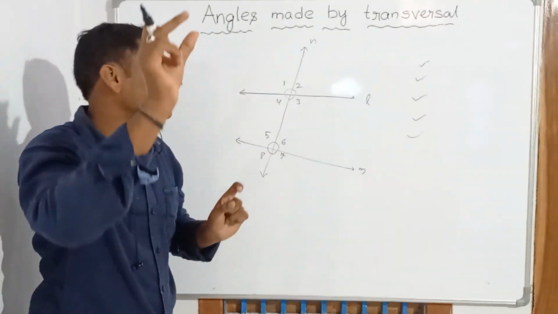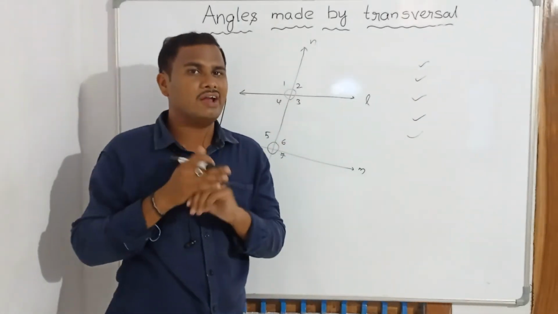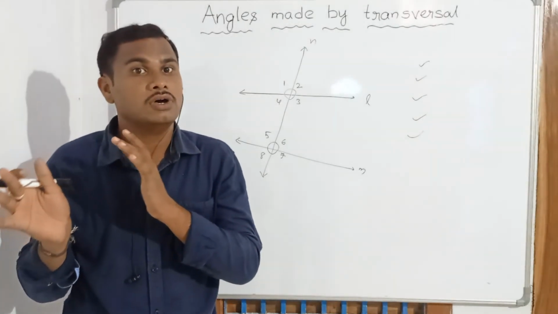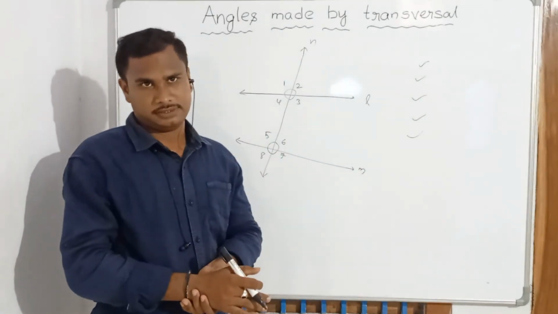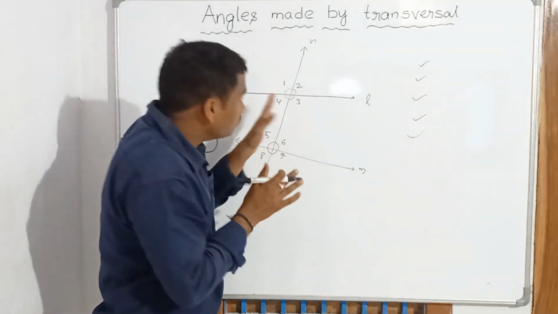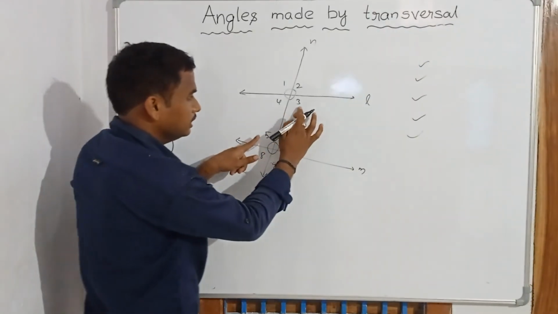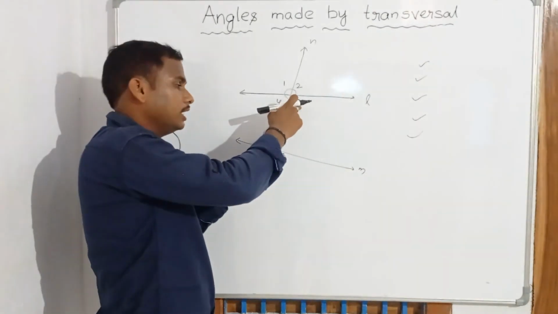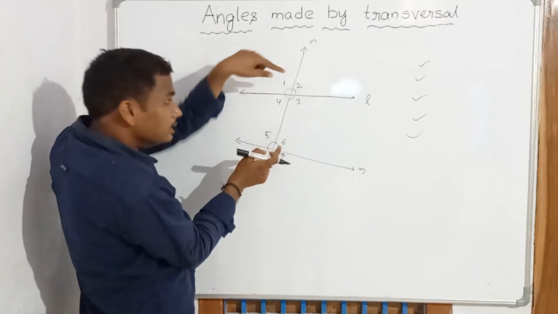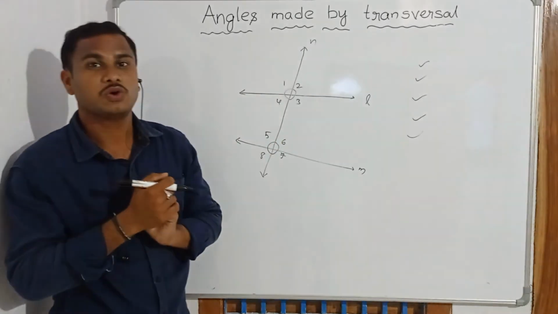Co-interior angles, alternate interior angles. What is the difference between co-interior and alternate interior angles? Alternate interior angles means either side of the transversal. Co-interior angles means same side of the transversal. The rest is the same. See this. 3 and 5 are alternate interior angles, or 4 and 6 are alternate interior angles. 3 and 6 are co-interior angles. 4 and 5 are co-interior angles.